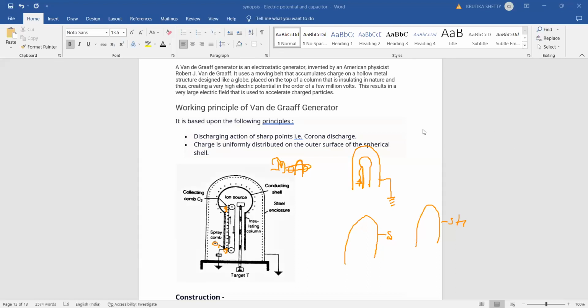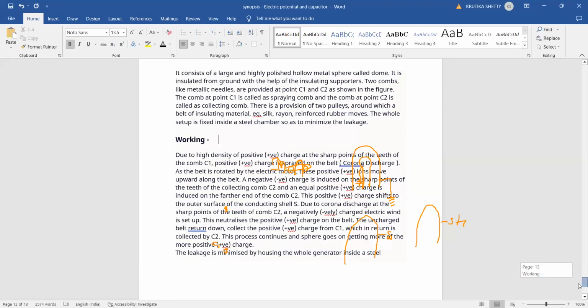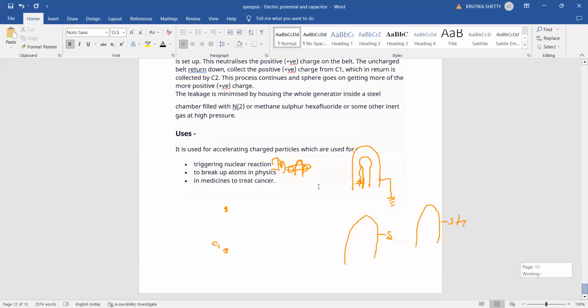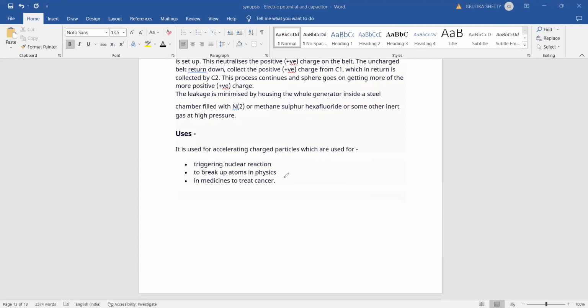Okay. Is it clear? What is the principle? If you require the notes, we will forward them to you. Here at the end, you can see what the uses are. It is used to break up atoms in physics, in medicine to treat cancer, and for triggering nuclear reactions. So these are the uses of the Van de Graaff generator.